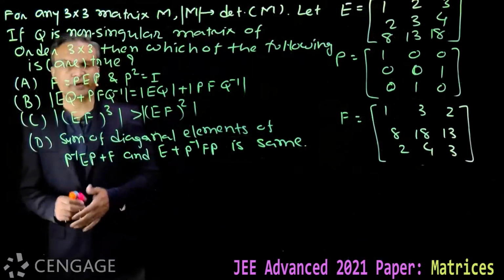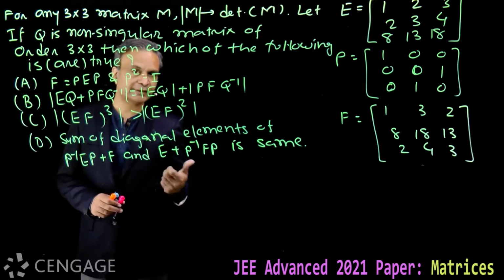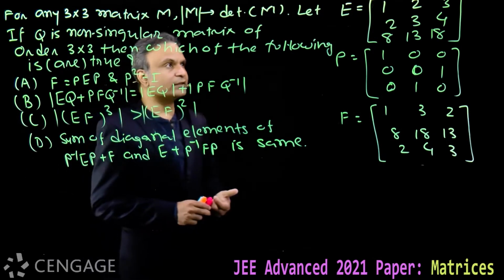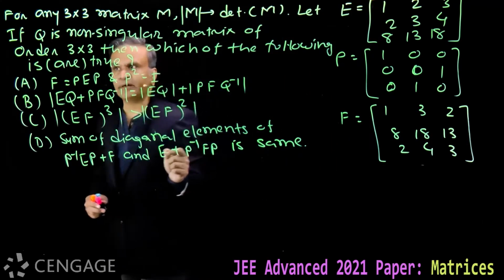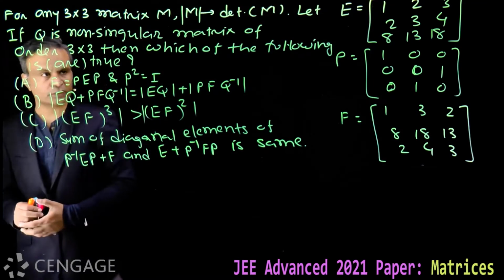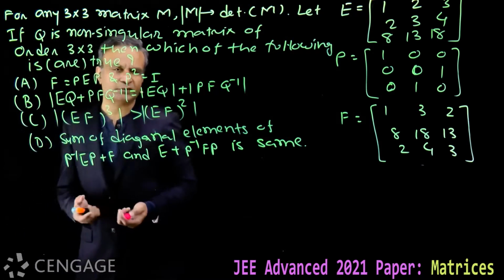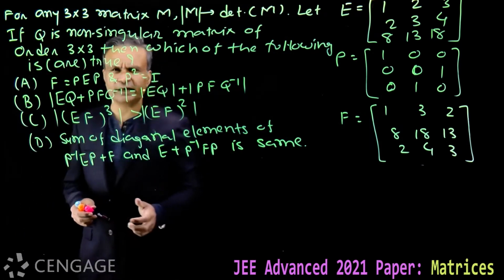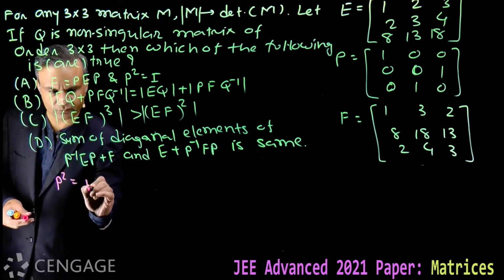Now view this question. For any 3 cross 3 matrix M, modulus of M is determinant of M. Matrices E, P and F are given. If Q is non-singular matrix of order 3 cross 3, then we have to check these 4 options. Option A, matrix F is P, E, P and P square is equal to I. We can easily find P, E, P and P square. Definitely P square will be I.